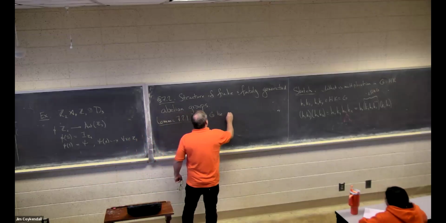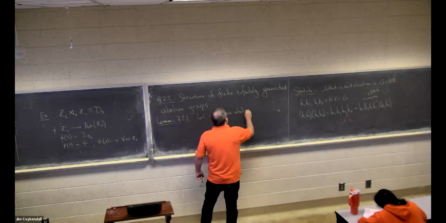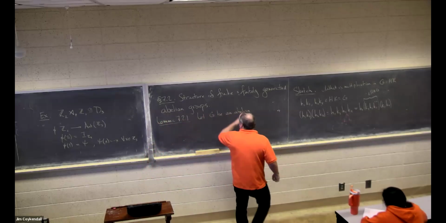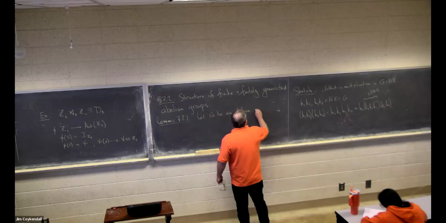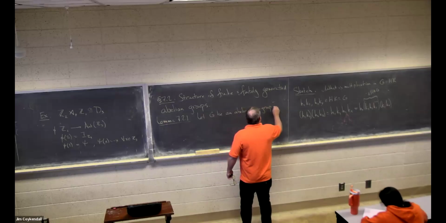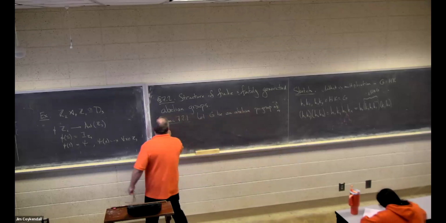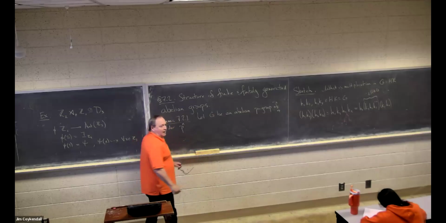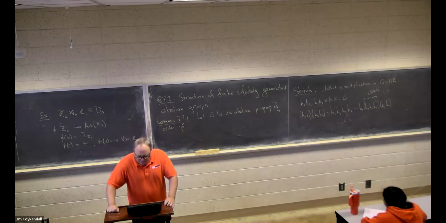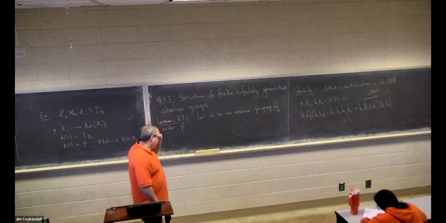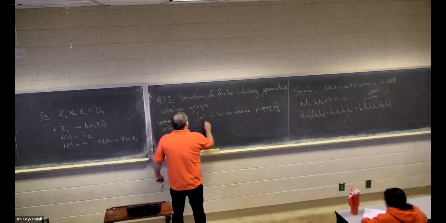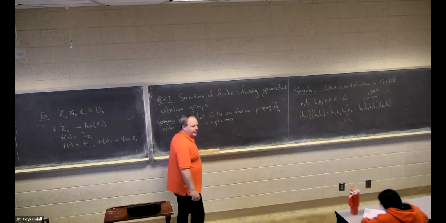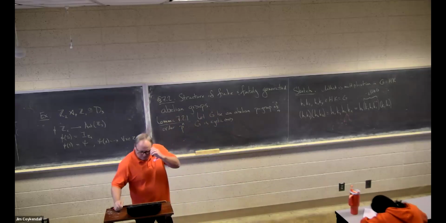Let G be an abelian p-group of order p to the n. Abelian will be assumed throughout this particular section, as the title helps. When I say p-group, of course, I mean that p is prime. Then G is cyclic if and only if G has a unique subgroup of order p.